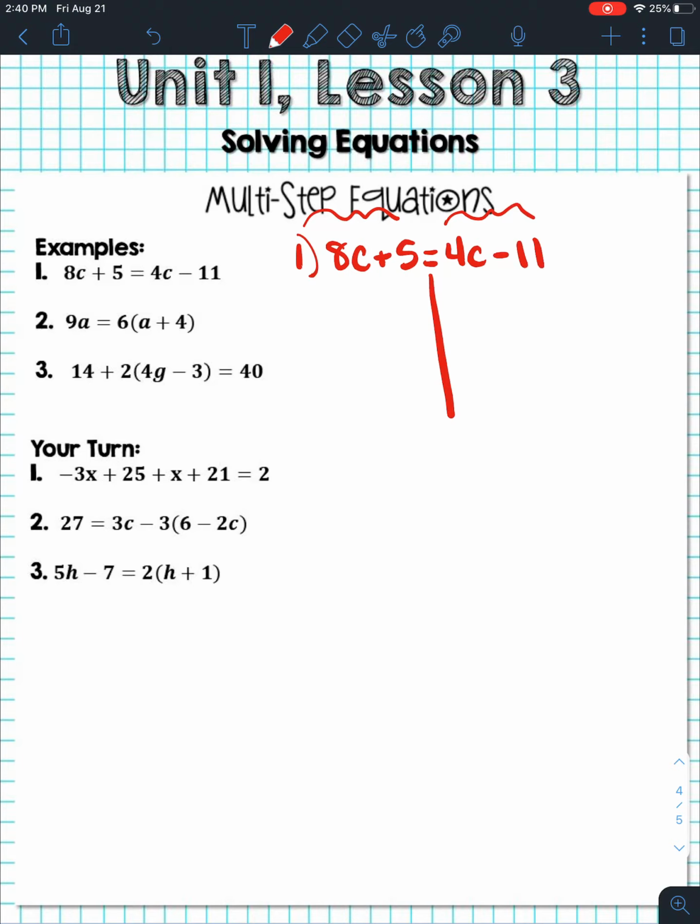So then step 5 tells me get my variables together. Remember, our inverse operations are, if we're adding, our inverse is subtract. If we're subtracting, our inverse is addition. If we're multiplying, our inverse is division, and our inverse of division is multiplication.